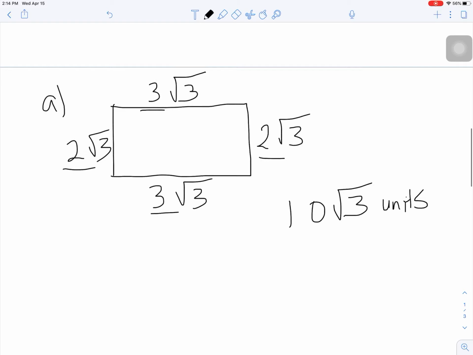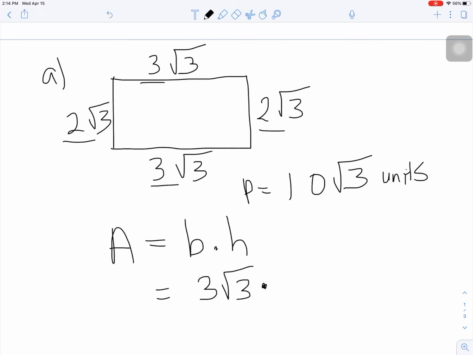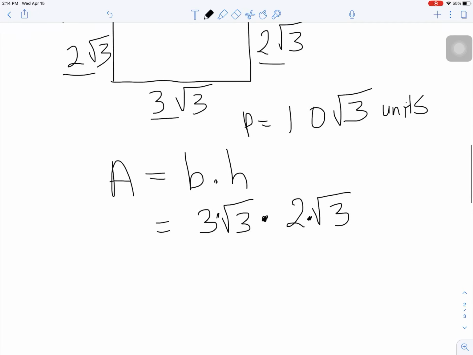And then it says, and what would the area be? Well, the area is a little bit different, right? Because we've always learned that area is base times height. So our perimeter is this. So now let's see how that would work if we put those numbers in here. We have 3 times the square root of 3 times, now we're not adding, 2 times the square root of 3, right? And I'll put the little times sign right in the middle there.